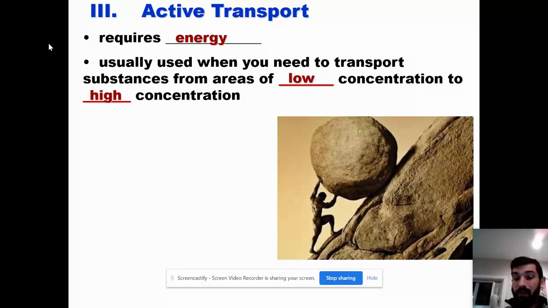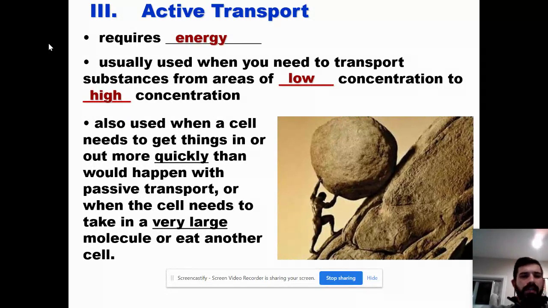One thing that will help you remember what active transport is is to just think of the opposite of what passive transport is. Passive transport does not require energy, active transport does. Passive transport usually refers to diffusion or facilitated diffusion, where substances go from an area of high concentration to low concentration because that's just natural. Active transport is going to transport substances from low concentration to high concentration.